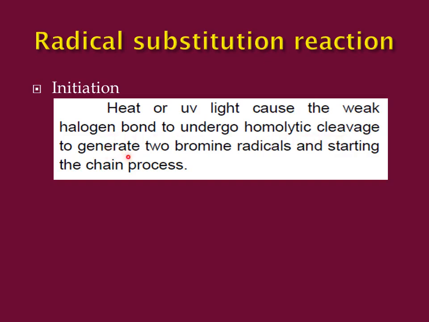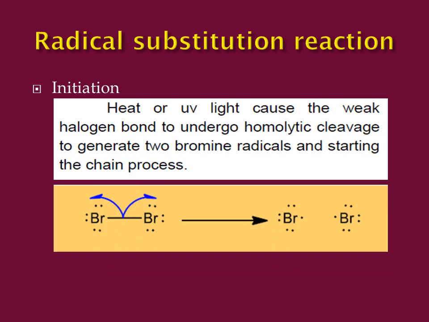Look at this chemical reaction. You can see there is a bond between these 2 bromine atoms which is going to be broken down in the presence of heat or sunlight in a homolytic manner and generate 2 bromine radicals. As you know, radicals are chemically active species, so they are going to start the chain process.